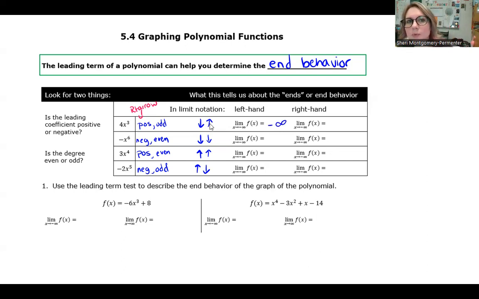My right arrow is pointing up. We call that what? Positive infinity. So we're going to go through and fill in the rest of the blanks. I want you to fill them in, and I'm going to fill them in. We're going to make sure that we both know how to fill in the blanks.